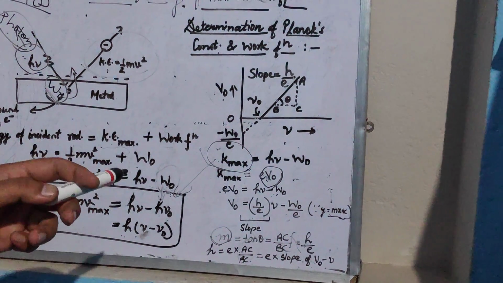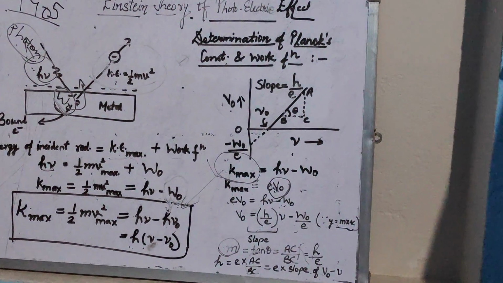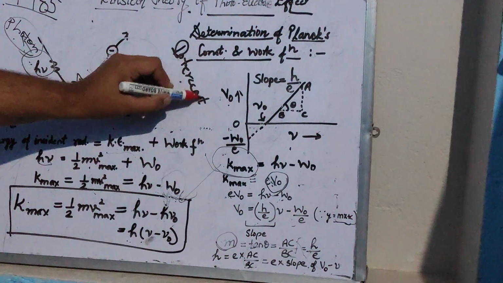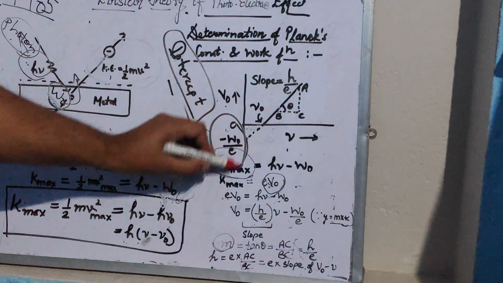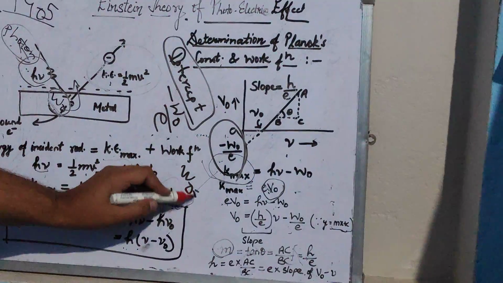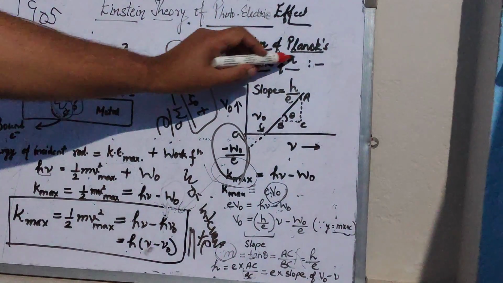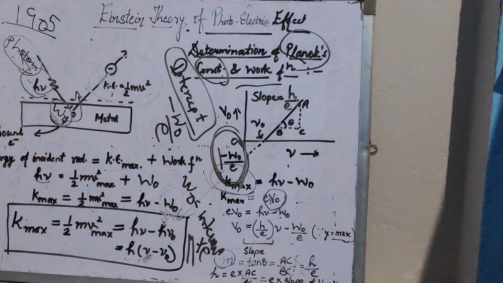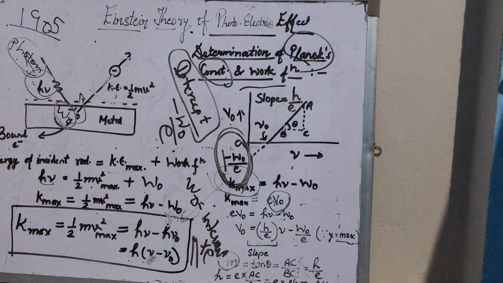And how can we measure the work function? Work function can be measured by the intercept. How can we explain the intercept of this graph? The intercept is given by this graph, that is here in negative, minus w naught by e. So work function is equal to intercept into e. So this is the determination of the Planck constant h and the work function w naught. This line here represents the intercept on the vertical axis, minus w naught by e. So in this way work function can be determined.